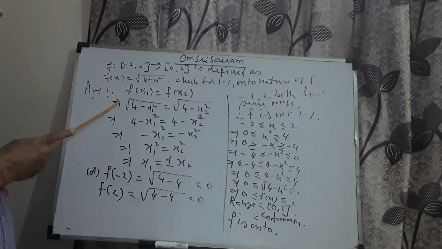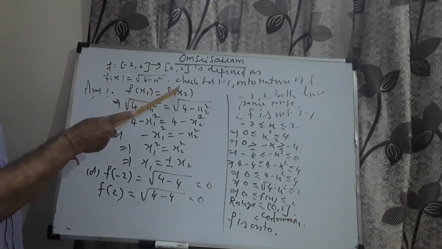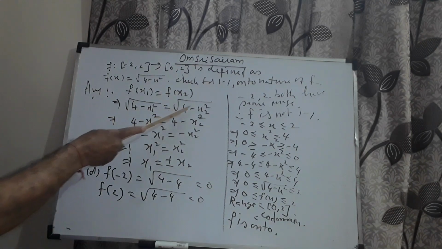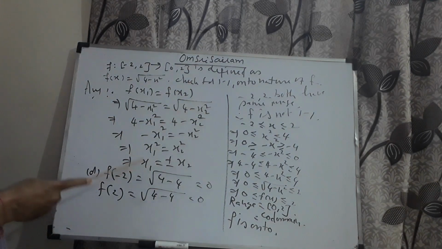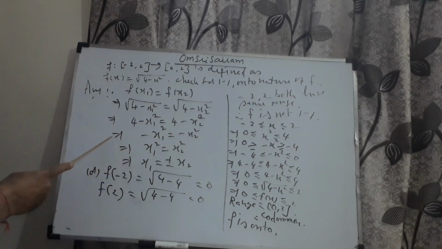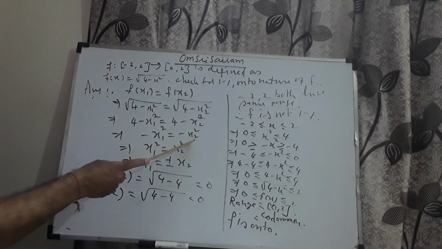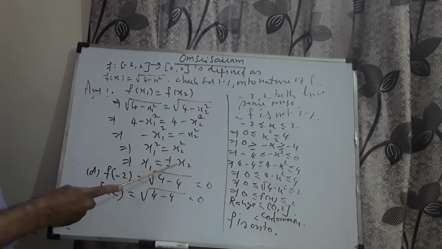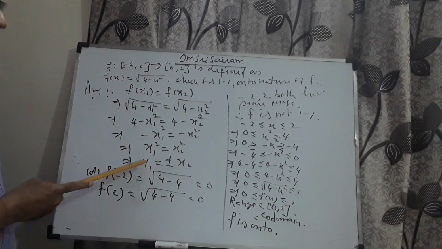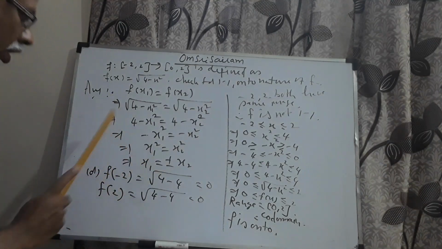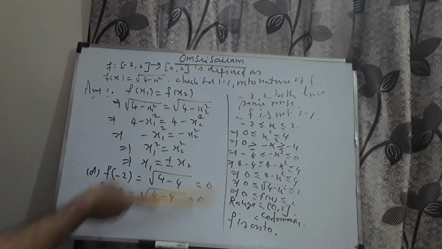Let me just repeat the whole process. f of x1 equal to f of x2 implies root of 4 minus x1 square equals root of 4 minus x2 square, which implies 4 minus x1 square equal to 4 minus x2 square, which implies minus x1 square equal to minus x2 square, implies x1 square equal to x2 square, implies x1 equal to plus or minus x2. I am not getting x1 is equal to x2. If I get only x1 equal to x2, then only I will say f is one-to-one. Well, this is one way of proving, or we can do any of the two methods.